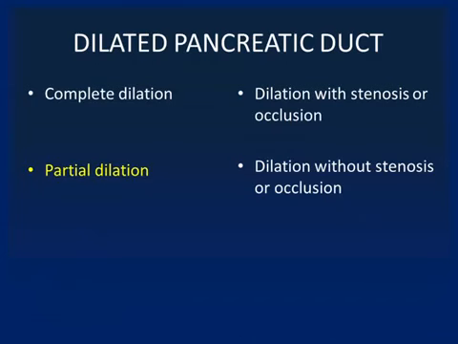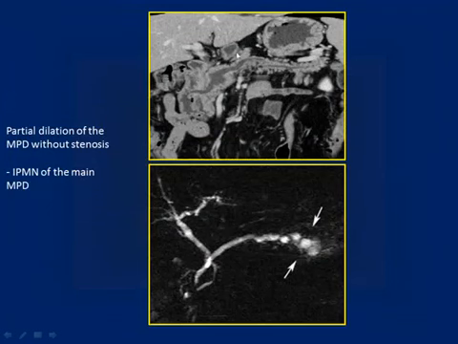We also have the possibility of dilation without stenosis or occlusion. These occur in cases of IPMN of the main pancreatic duct. We have already seen this example. You see dilation, but you don't see stenosis. So I thought this case may be difficult.